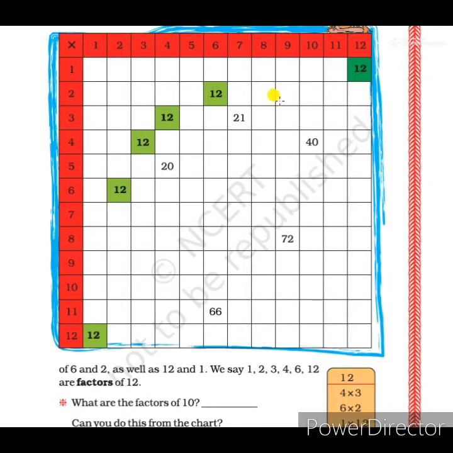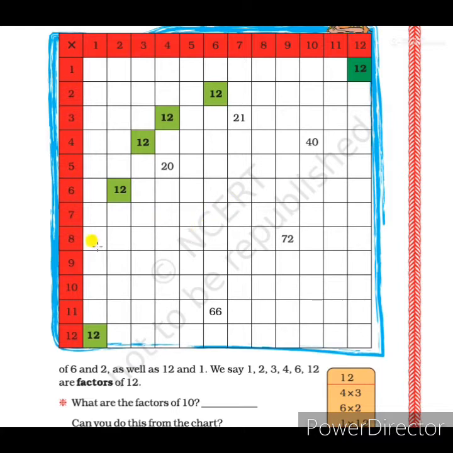Today I will continue from page number 95 onwards. On this page we have been given a chart and asked to complete the multiplication chart given here. Here, numbers 1 to 12 are given horizontally and 1 to 12 vertically also, and many boxes are blank. We have to fill those boxes.